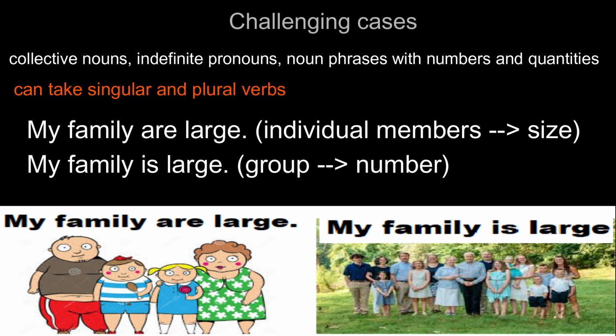My family are large refers to individual members, implying size. My family is large refers to the group as a whole, implying number. Both are grammatically correct, but quite different in meaning. The first sentence talks about the characteristics of each member of the family, thus it means my family members are large in size. The second sentence says the characteristic of the unit, thus it means that there are many people in my family.